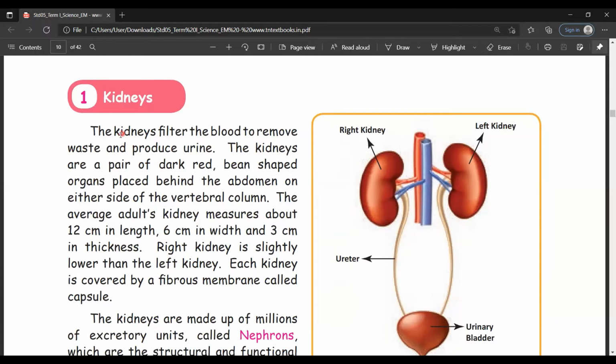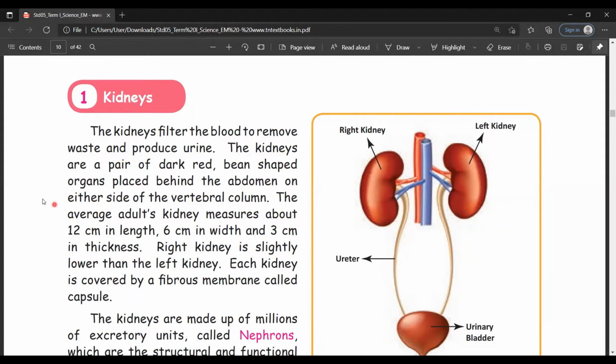So let's see what's given in the textbook. The kidneys filter the blood to remove waste and produce urine. So what is the function of the kidney? The kidneys filter the blood to remove waste and produce urine. The kidneys filter the blood. The good products in it are taken back to our body. Only the waste products in it are taken separately to produce urine.